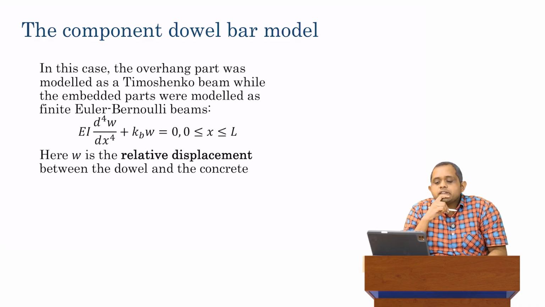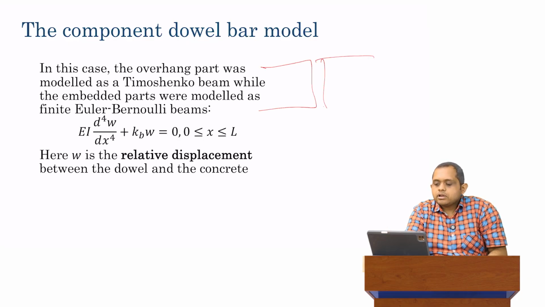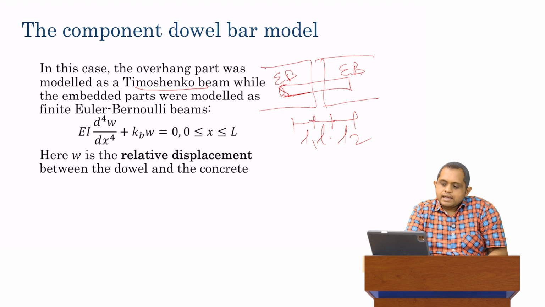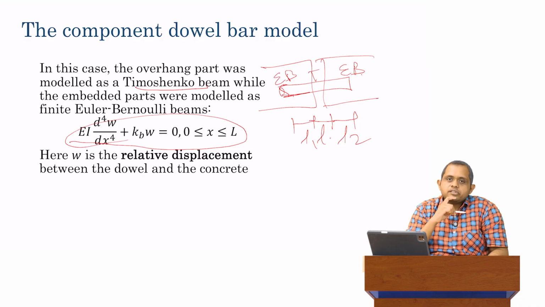Okay, so as I said, the overhang part, the basic idea here is that we have the embedded lengths, and the embedded lengths are now finite. So this is L1 and this is L2. So we have some finite embedment lengths, and we have an overhang part of length L, which is modeled as a Timoshenko beam. So these embedded lengths are going to be modeled as Euler-Bernoulli beams of finite length, and this overhang is going to be modeled as a Timoshenko beam. So for the Euler-Bernoulli beam, we could model it with this equation.